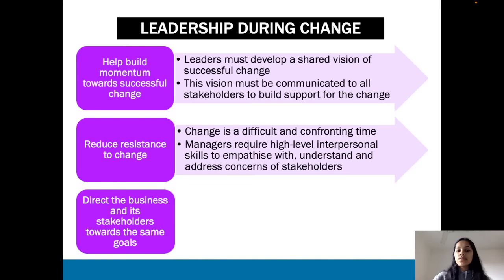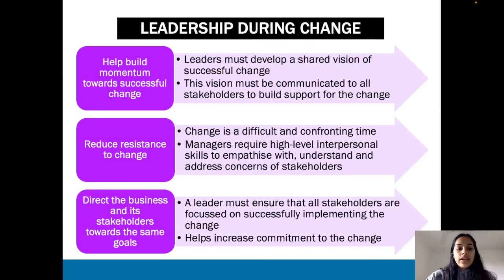And if stakeholders feel supported, then they're less likely to feel resistance towards change. Cool. And then leadership is also really important to direct the business and its stakeholders towards the same goals.